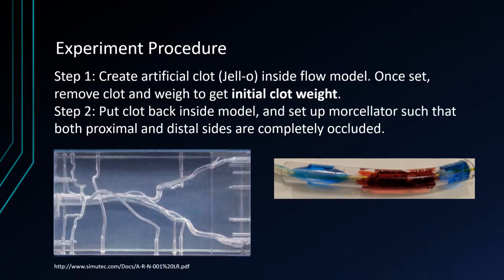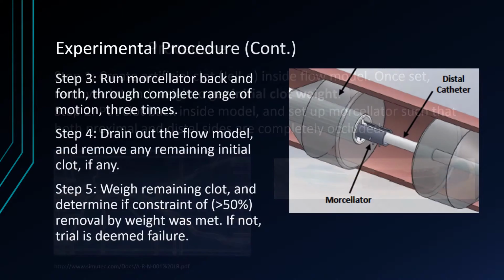So, to the experiment itself. The first step is to create an artificial clot, usually with cherry jello, inside the flow model, sometimes strawberry. Once set, we'll remove the clot and weigh the clot to get the initial clot weight. Now, putting the clot back inside the model, we'll set up the morcellator and the device such that both the proximal and distal sides are completely occluded, which is basically the front and back end of the treatment zone.